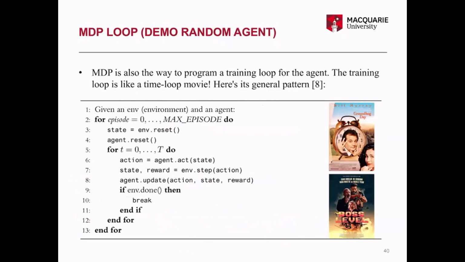I think you saw this on iLearn in time loop movies, such as Groundhog Day, or a recent one like Boss Level. The protagonist is stuck in a time loop, and they have to learn enough to accomplish something to break the loop. And training a reinforcement learning agent is very much like this. This is basically a kind of executed version of a Markov decision process.